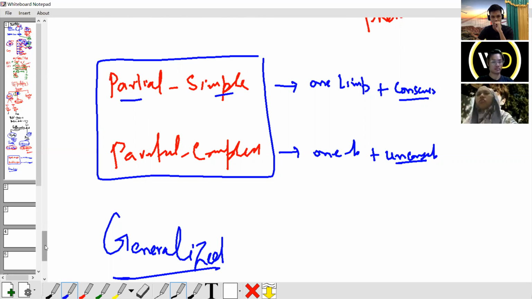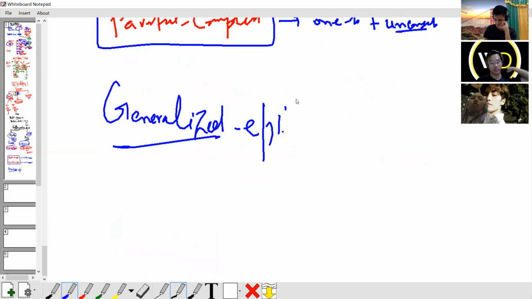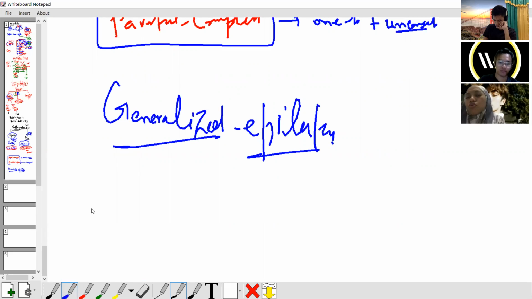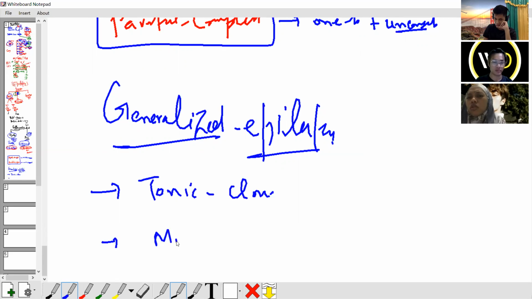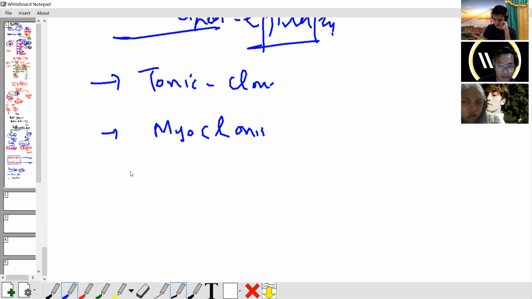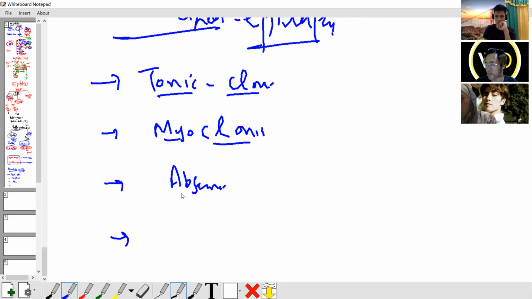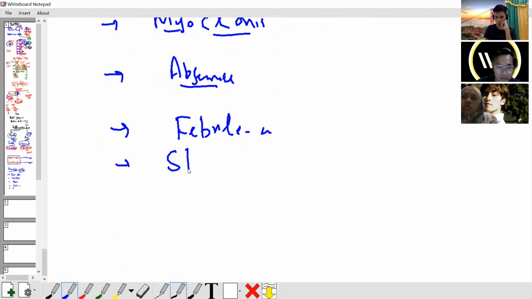Okay. How about generalized epilepsy? Generalized epilepsy has 5 types, okay? Tonic, clonic, myoclonic, tonic-clonic, next, absence. Next, febrile convulsion. At last, status epilepticus.